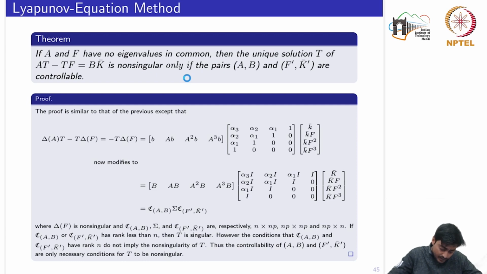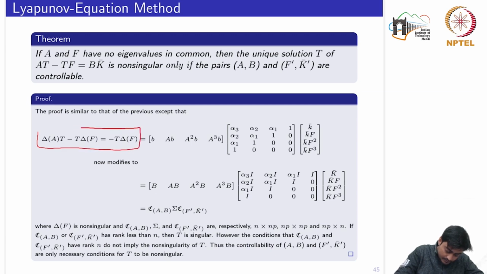So we can see the proof, which is again the same as what we had discussed for the single input variable case. If you recall, we had obtained this equation as the final equation to comment on the non-singularity of the matrix T. Now this part, delta of A and delta of S, is basically the characteristic polynomial, and by using the Cayley-Hamilton theorem, this part would go to 0. So the remaining part is minus T times delta of F. This is another matrix which we had defined, if you remember, as F tilde.